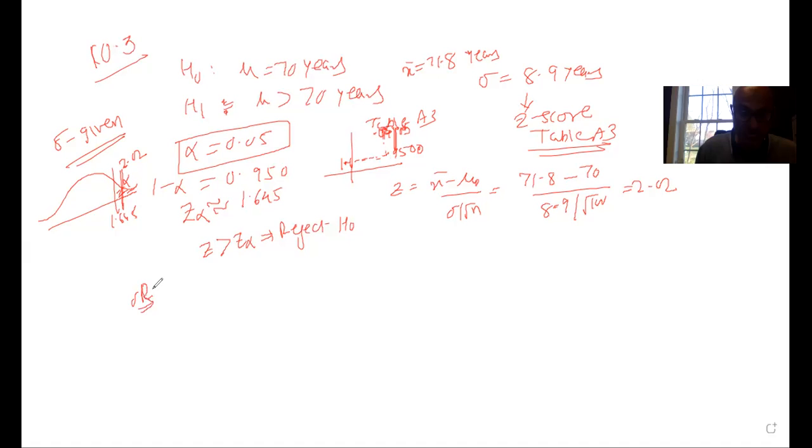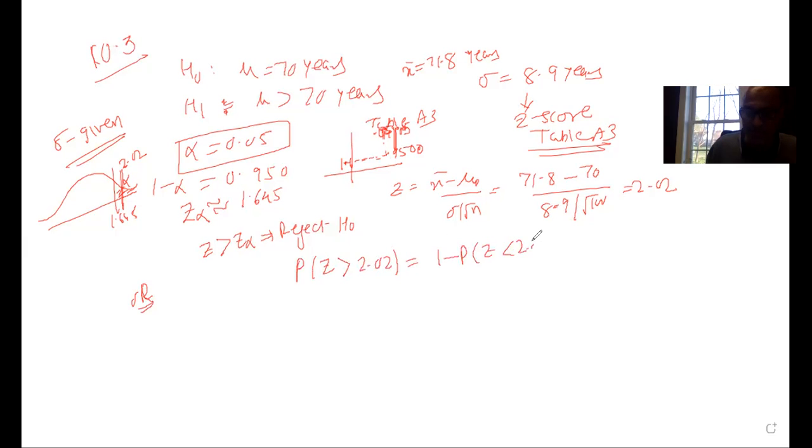Or suppose you are asked to do the same thing using probability. In that case, you have to find the probability. So what is the probability, guys? Probability of z greater than 2.02 is equal to 1 minus probability of z less than 2.02. Again, if you use table A3, you can get 2.0 and 0.02 here, and when you subtract that value from 1, you get 0.0217.